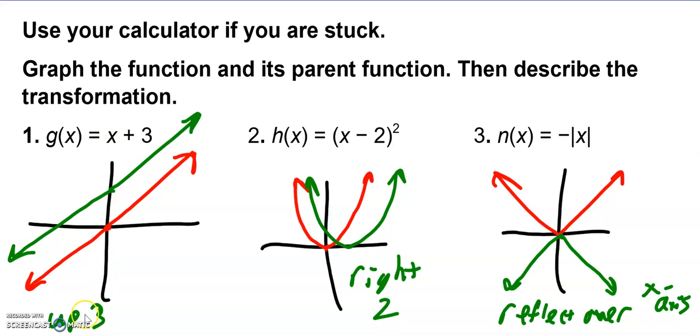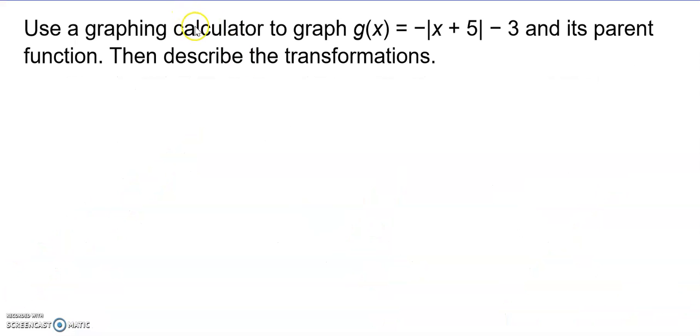So on all 3 of these, the red graph would be the parent function and the green graph is the transformed function. So here the graph went up 3, but it's a line. Here we have a parabola and this went to the right 2. So the -2 in the parentheses is shifting it right 2. Huh, that's interesting. And here the negative outside of the absolute value reflected over the x-axis. Again, I do apologize, it's pretty sloppy, but hopefully that makes sense.